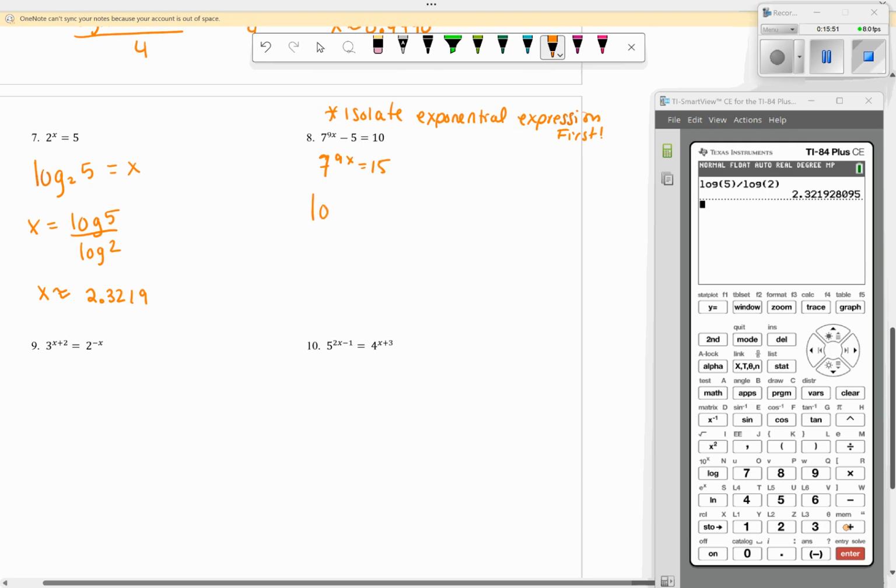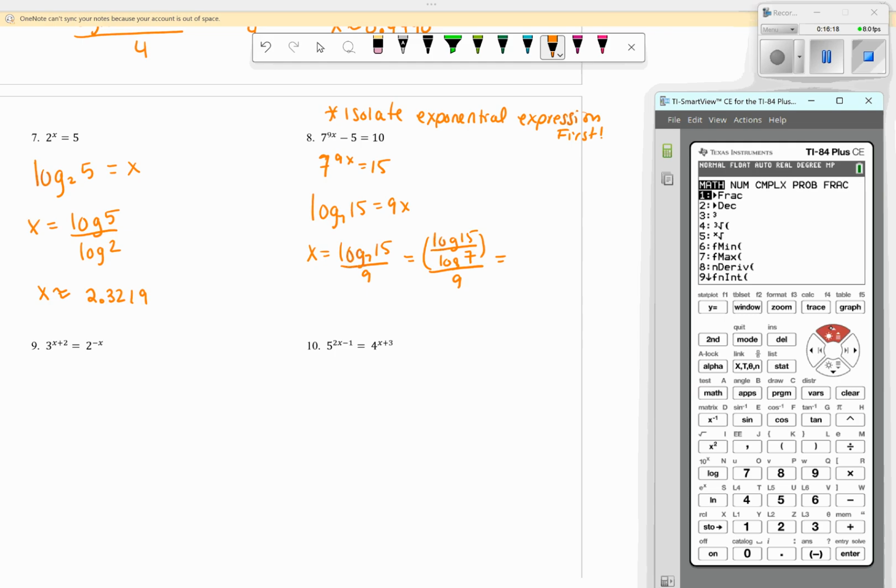So then rewrite this in log form. Log base 7 of 15 equals 9x. And divide this by 9. So x is equal to log base 7 of 15 divided by 9. You can, of course, also use the change of base. So you could also rewrite this as the log of 15 divided by the log of 7 all divided by 9. That would also work.